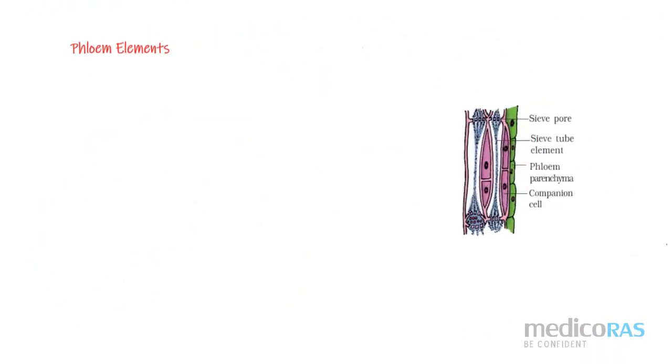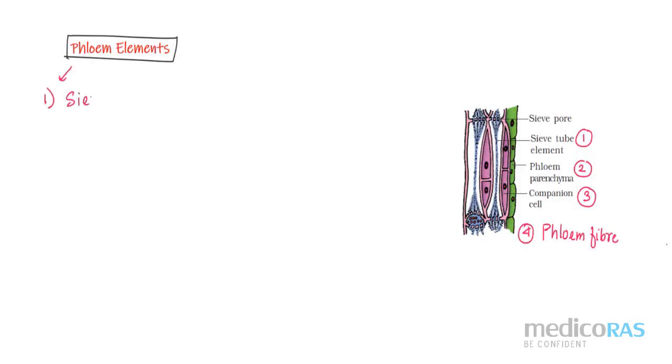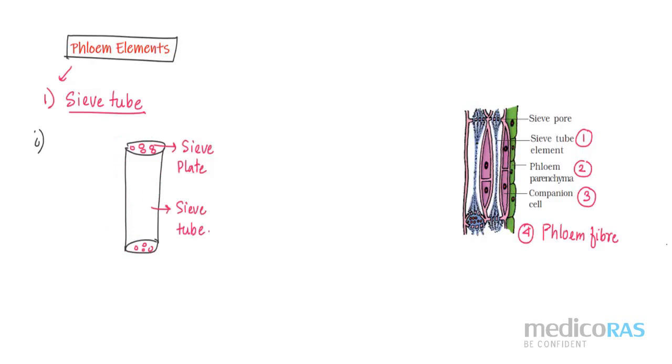Now let's move towards the phloem elements. Under phloem elements we have sieve tube, phloem parenchyma, companion cell and phloem fiber. Let's check one by one in brief. The first one is the sieve tube. As you can see here, sieve tube is nothing but a long slender body. It is cylindrical in shape. As you can see in this diagram, it is a long and slender tube.